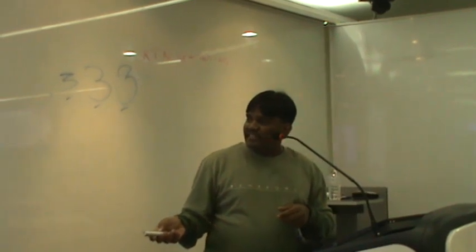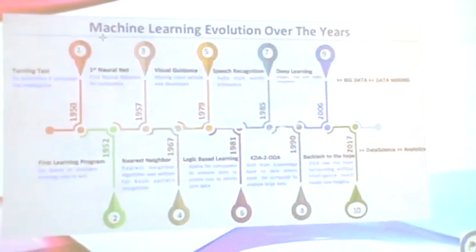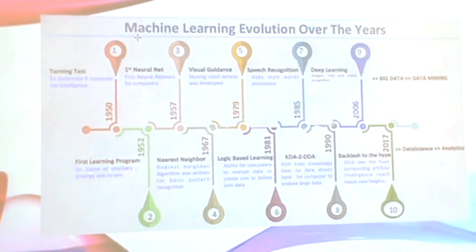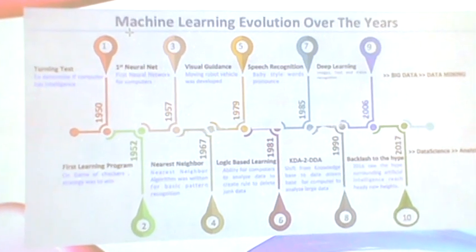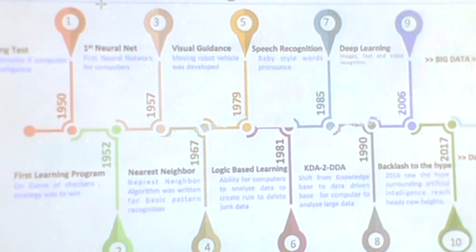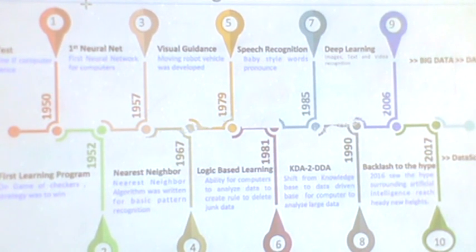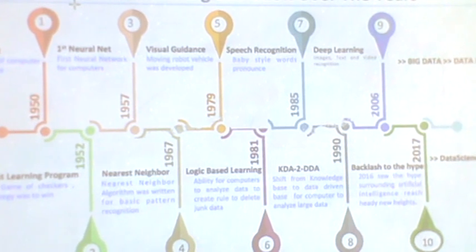And in 1967, the nearest neighbor concept. For example, we can see Uber. In Uber, we check for a taxi which is nearest to us, and if we want to go from this place to that place, we check the taxi fare and all those things. For this concept as well, machine learning is used in Uber. Also in neighbor maps and all those things, the machine learning concept has been used.